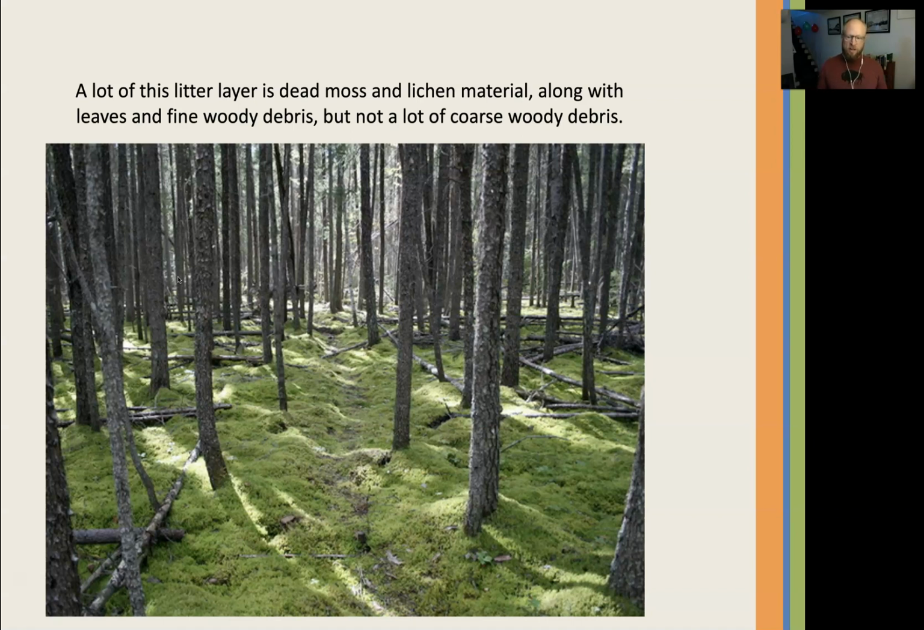And that's what you see, a lot of this litter layer on the forest floors from those mosses and lichens. That's such a cool picture, isn't it? I want to go hiking there.